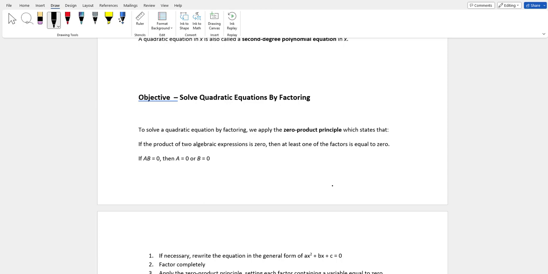So for example, a times b is equal to 0. That means either a is equal to 0 or b is equal to 0. Anytime you multiply numbers and you get 0, one of those numbers has to be 0.